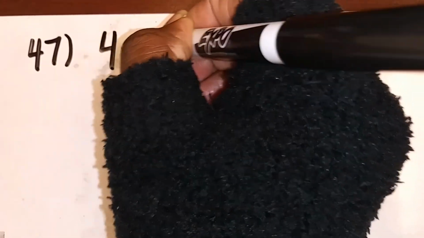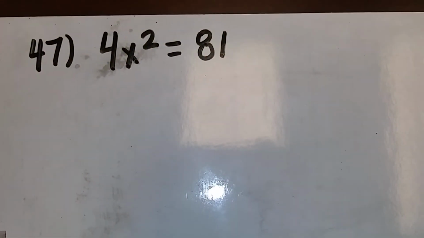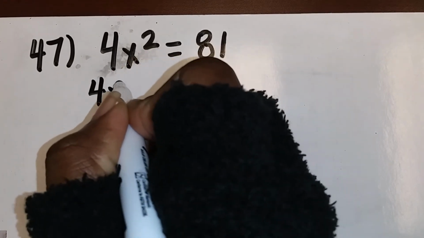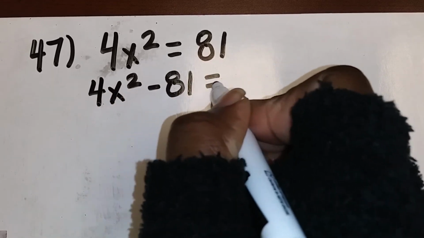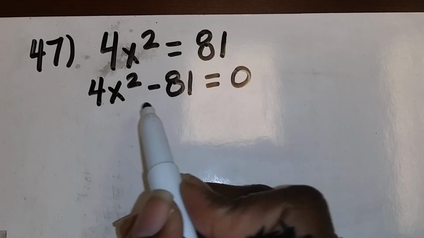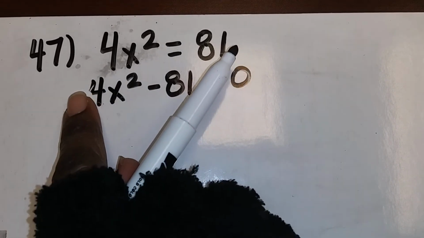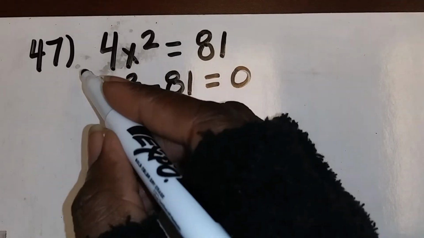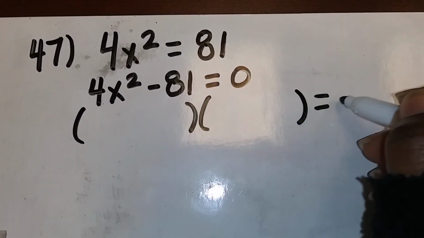Okay, look at number 47. We have 4x squared equal 81. Now, if you know how to use the square root property, go ahead and use that method. But if you don't know how to use square root property, just do it the way we've been doing the rest of the problems. Set everything equal to 0. So I'm going to set everything equal to 0. And I see a binomial. I can take the square root of the first and the last term. So I see a perfect square.